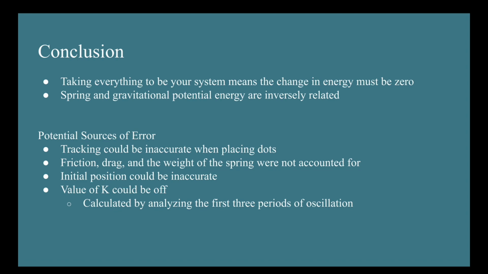Some potential sources of error might include the accidental misplacement of dots when tracking the mass. Friction, drag, and the weight of the spring were not accounted for in the GlowScript code, so this explains why the graphs are not completely accurate. The initial position measured by the professor, which I calibrated to be 0.77 meters, might have been off. And finally, as mentioned before, the spring constant k isn't completely accurate because we found the oscillation period as an average of the y direction.